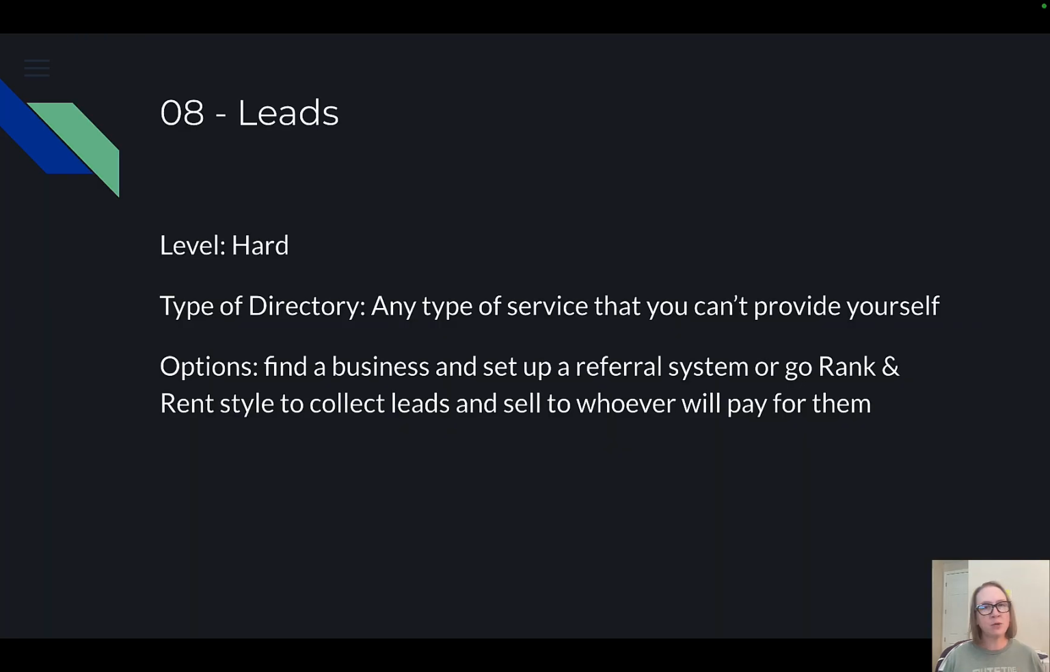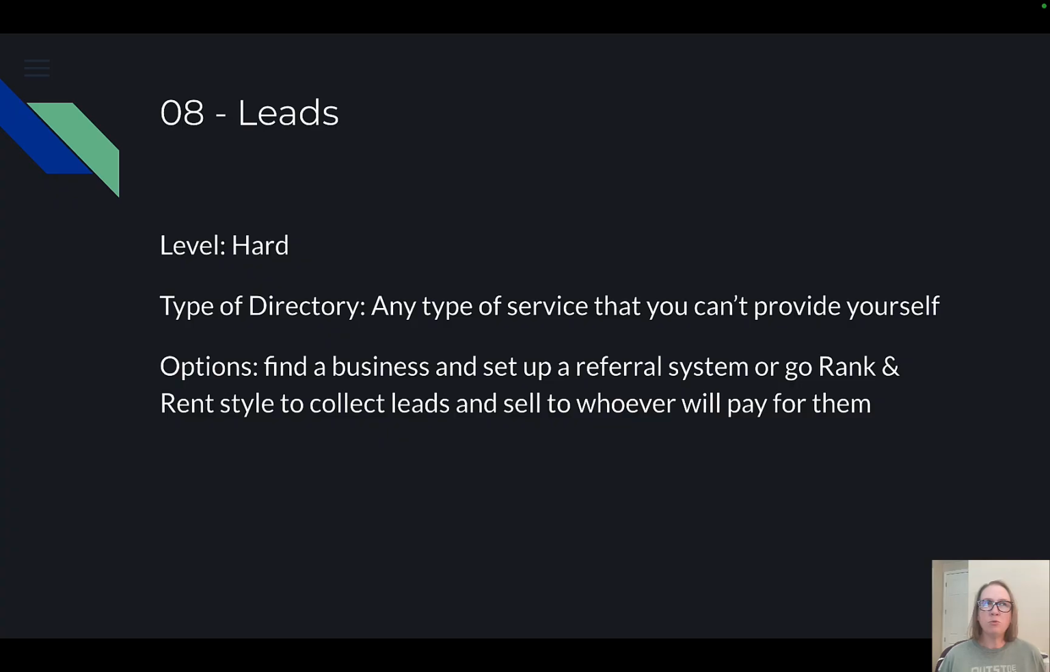Okay, next one on the hard level. This is going to be leads. I think the people who are going to be basically most comfortable doing this are going to be people who have an SEO background, doing these old school rank and rent sites, which have recently come back into style, where you have a directory, usually it's a service-based directory, right?